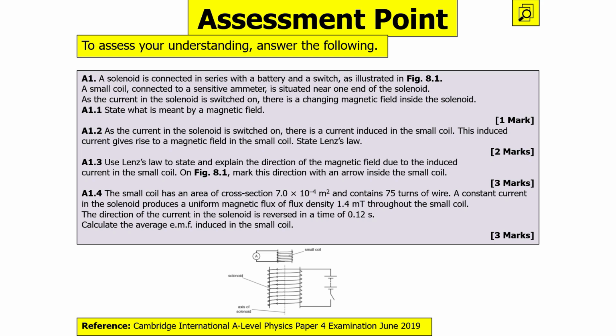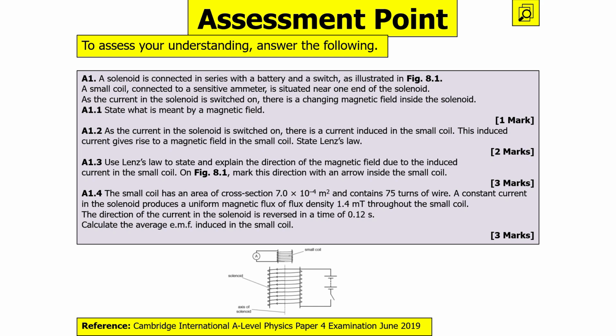As the current in the solenoid is switched on, there is a current induced in the small coil. This induced current gives rise to a magnetic field in the small coil. State Lenz's law. Use Lenz's law to state and explain the direction of the magnetic field due to the induced current in the small coil. On figure 8.1, mark this direction with an arrow inside the small coil.